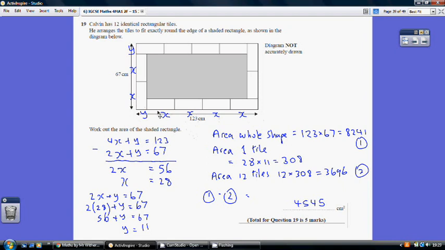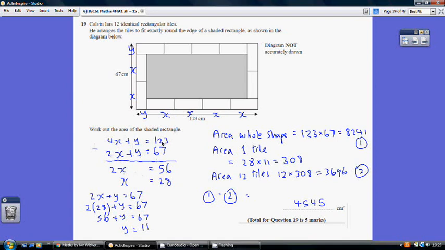So that's 4x plus y equaling 123. So I've constructed these two equations. Now they've got the y in common, so I can choose to subtract the bottom one from the top. 4x take away 2x is 2x. y take away y is nothing. That's what I wanted to do.